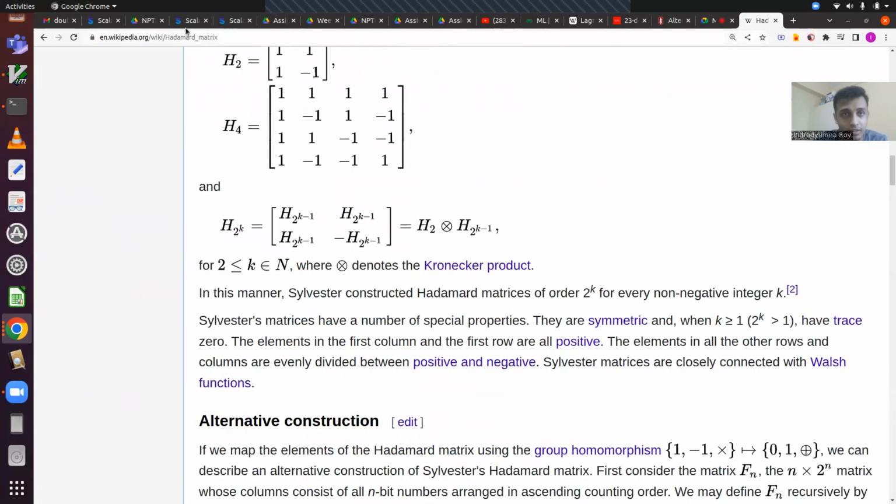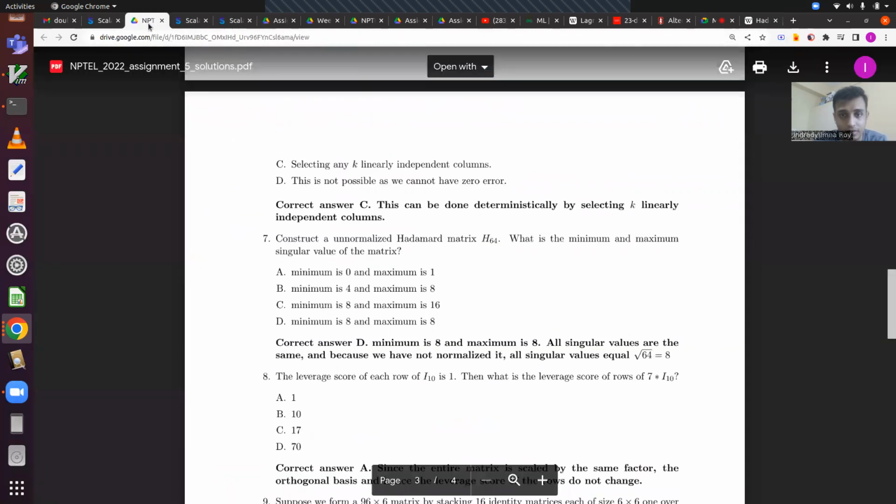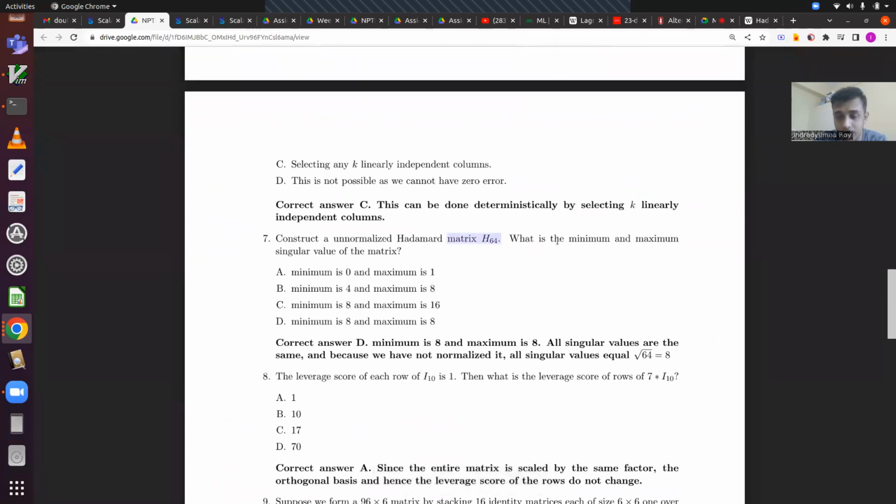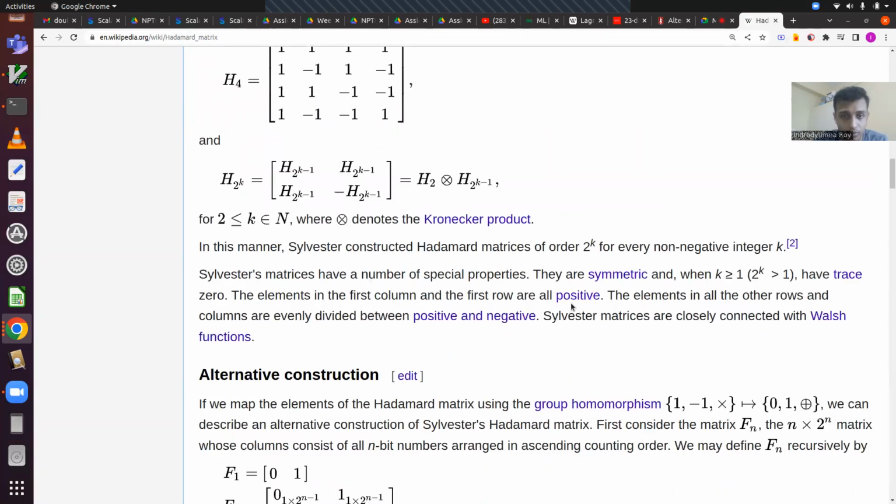And then what are they saying? So now we know how to construct it. So let's see the question. Unnormalized Hadamard matrix of 64. What is the minimum and maximum singular value of the matrix? What is the singular value? Let's see.